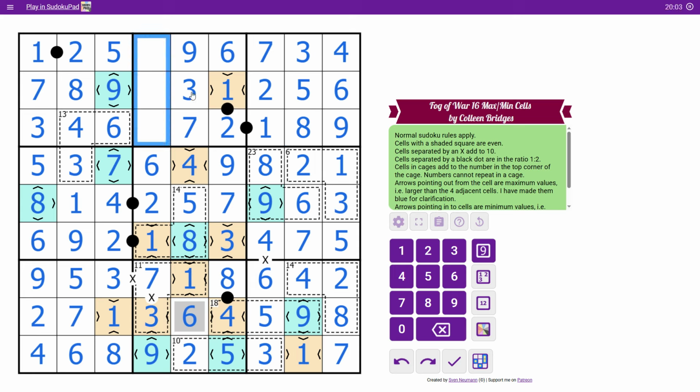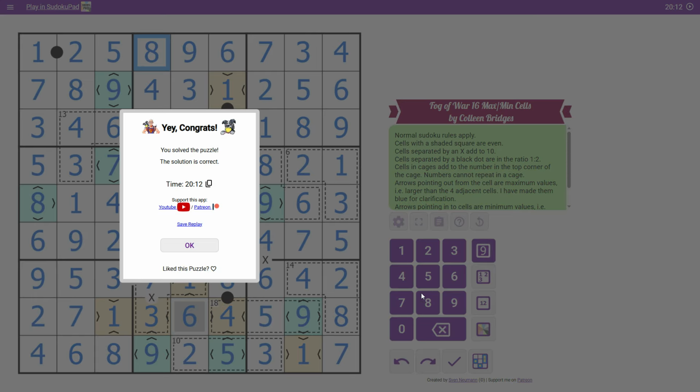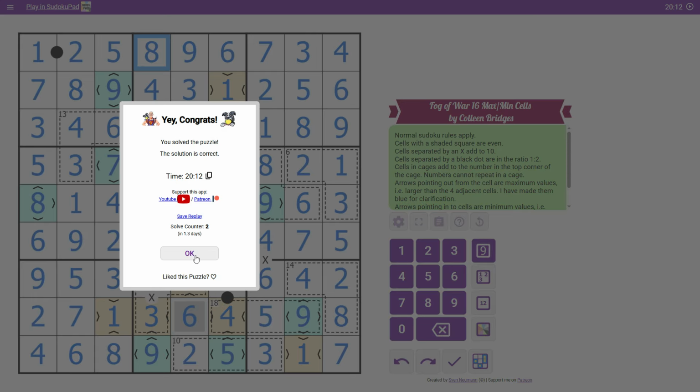And now just these ones. 1, 2, 3. We need a 4, which has to go there. 5 has to go there. And you realise an 8 left over. And there we go. That wasn't too bad a puzzle.